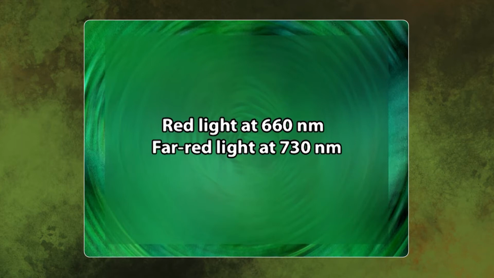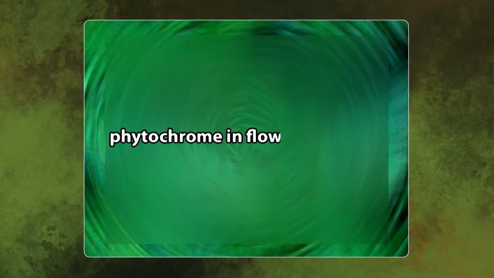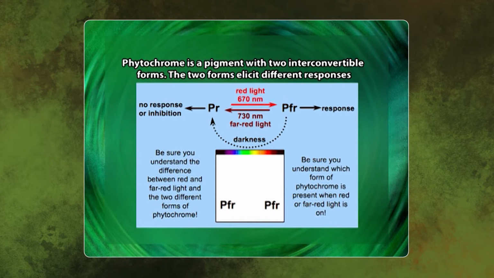Finer analysis of the active part of the light spectrum in flower induction reveals that red light at 660 nanometers and far red light at 730 nanometers of wavelength are most effective in inducing or inhibiting flower initiation. Role of phytochromes in flower induction. The effectiveness of red light and far red light in inducing or inhibiting the induction of flowers strongly suggests the presence of some substance that could absorb light in the said wavelengths.